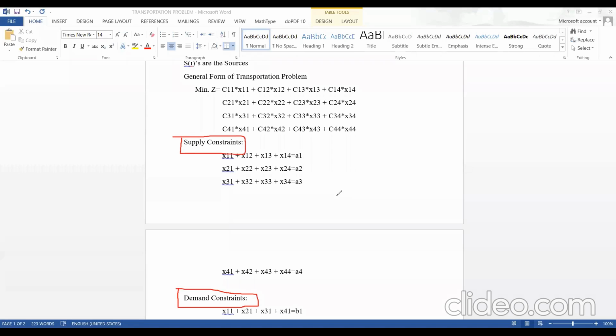Now try to understand from the table. What is the first line I have written? X11 plus X12 plus X13 plus X14 must be equal to A1. I have written this.